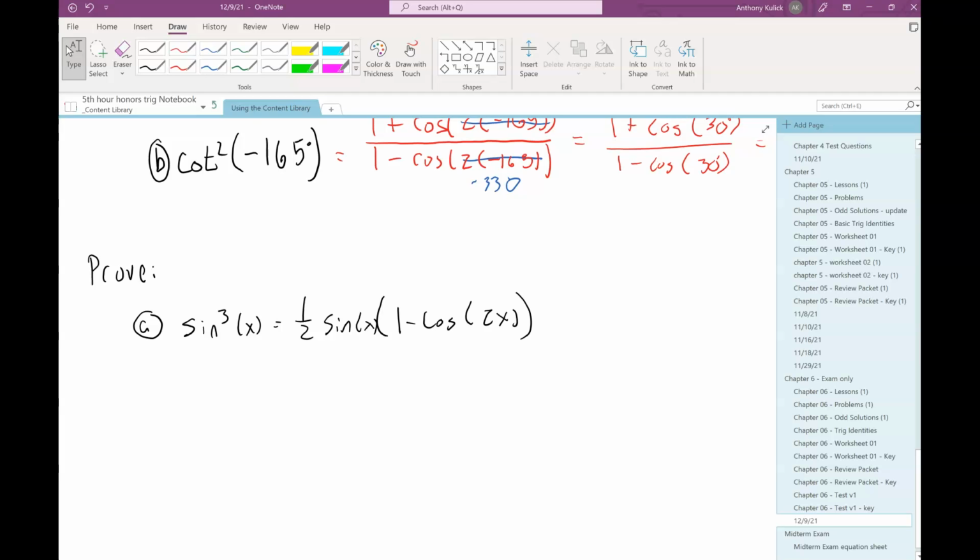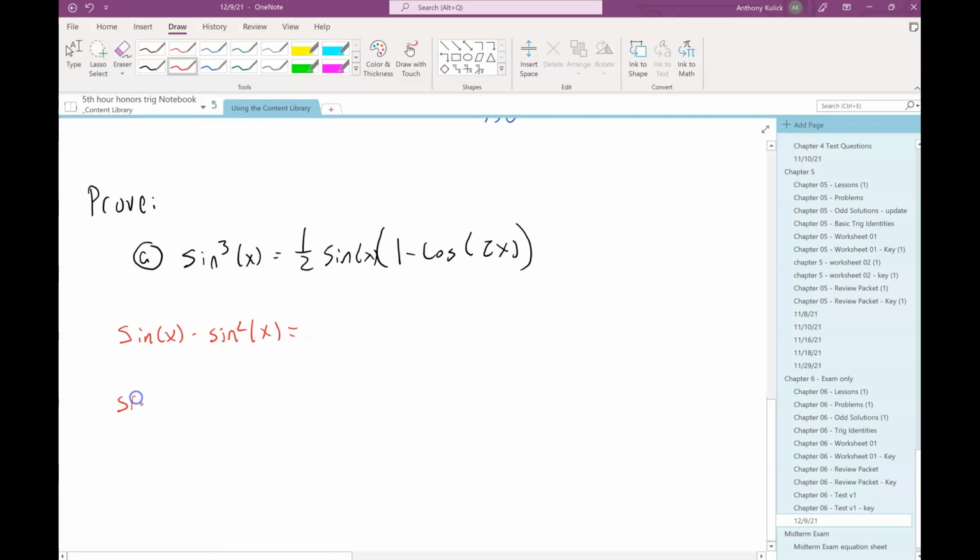So one thing I notice is that on the left-hand side, I have just x's, and on the right-hand side, I have x's and 2x's. One of the best ways to go from regular x's to getting 2x's is using the power-reducing identity. But I need a sine squared in order to do that. So the first step, what I'm going to do is think about sine cubed as sine times sine squared. And the reason I like doing that is because then I can employ the power reducing identity for sine.